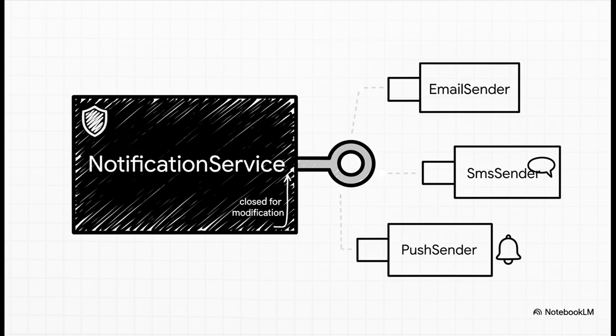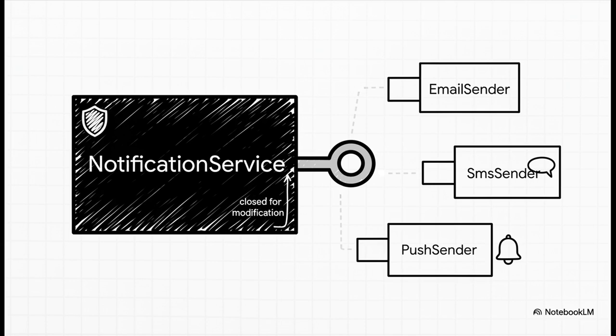Now, the notification service only knows about a generic IMessageSender interface. The email sender class implements that interface. So when you need to add SMS, you just create a brand new SMS sender class that also implements that interface. The notification service itself, it never changes, not a single line. It's open for new features, but it's closed off from being modified.